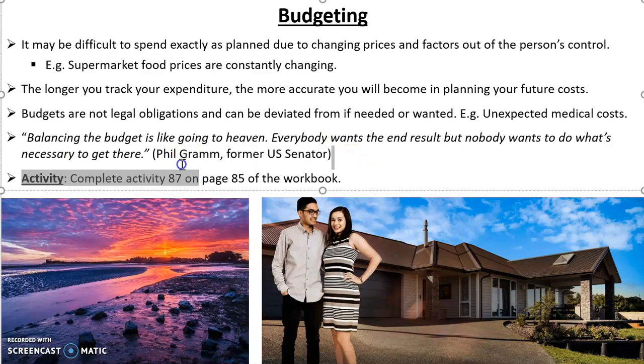Got a nice big quote here from Phil Gramm, the former US senator. Balancing the budget is like going to heaven. Everyone wants the end result, but nobody wants to do what's necessary to get there. So the insight from this, guys, is that sticking to a budget is difficult because it requires the discipline to forego consumption of wants. Whether we go out to a restaurant might actually be decided by our budget as opposed to what we might want to do at the time.